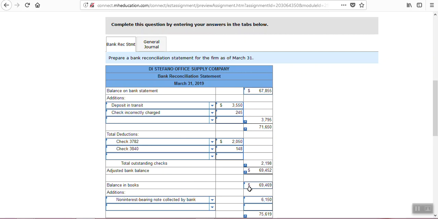Then we're going to start with the second half of the bank reconciliation. We're going to take the balance in the books, which was given in the instructions. We're going to type that in.